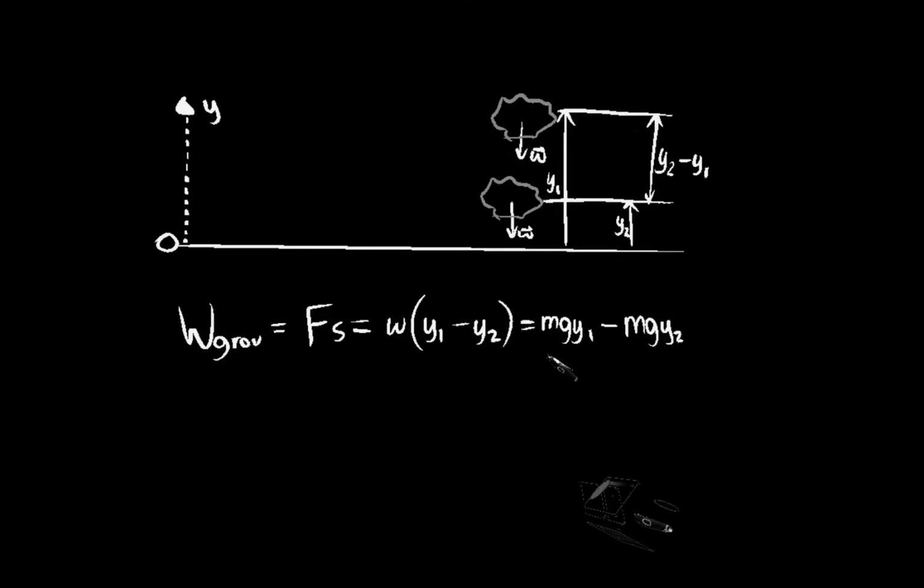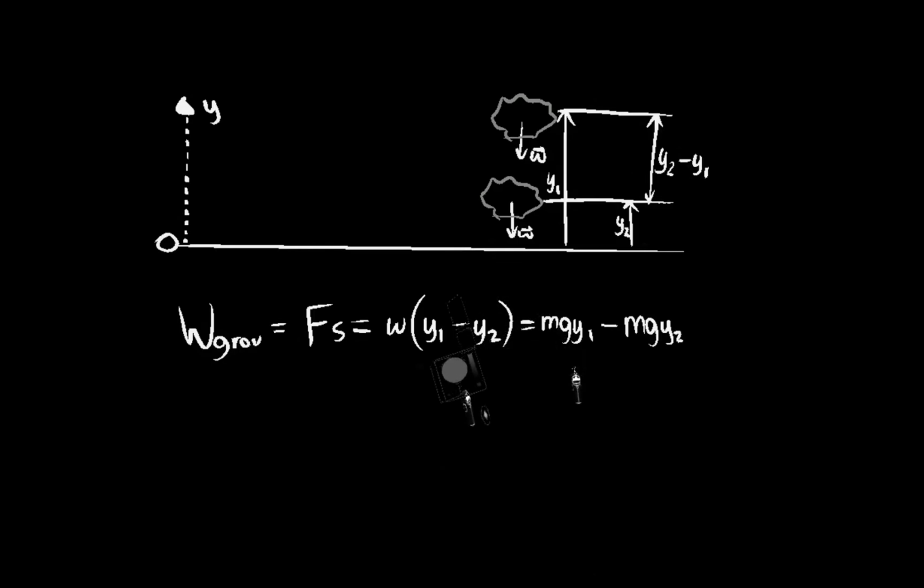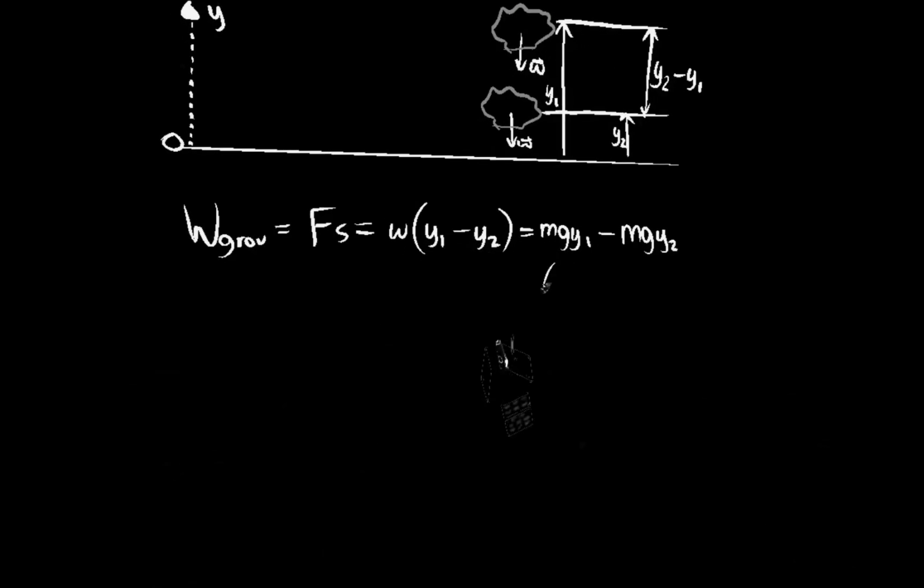You might think I made a mistake by writing y1 minus y2. It's actually because we're using y to denote height, which increases in the opposite direction that gravity acts. So it doesn't matter where you define your origin to be necessarily. That won't really affect the physics. The only thing is you must stick to y increasing in the up direction and gravity acting in the down direction.